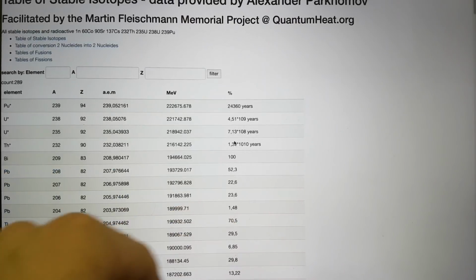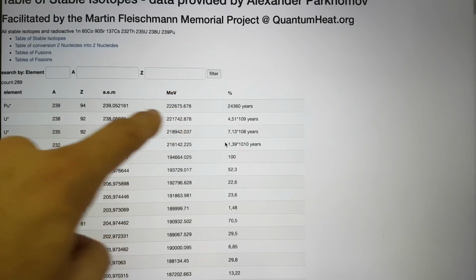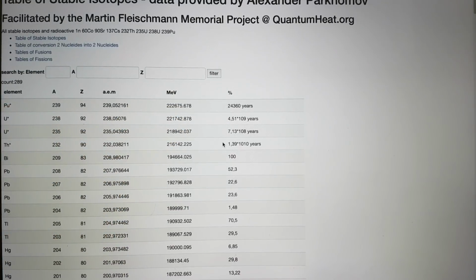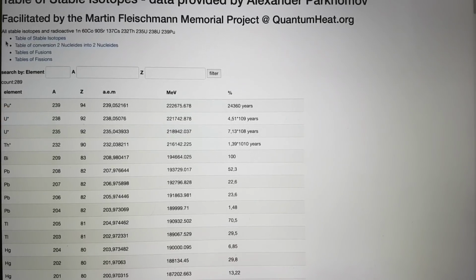Actually, in the table of stable isotopes, it also shows you the energy contained within that particular isotope. And if it has an asterisk, that means it is radioactive.